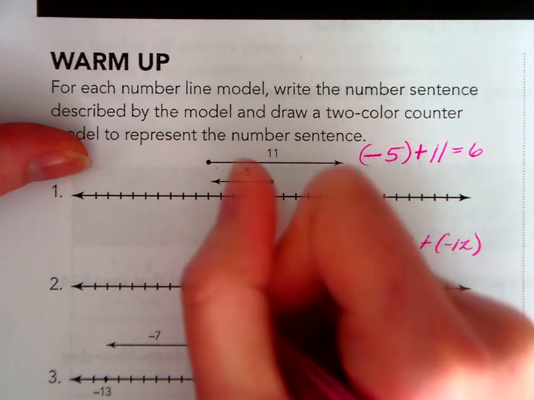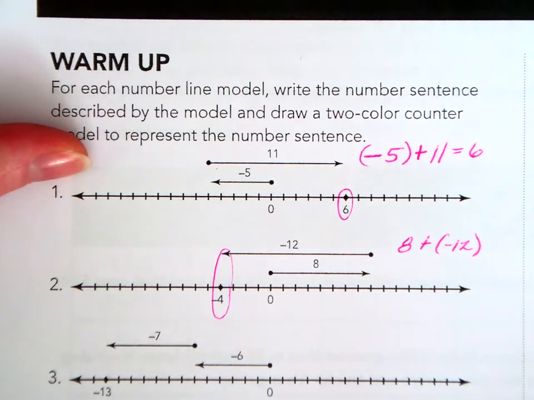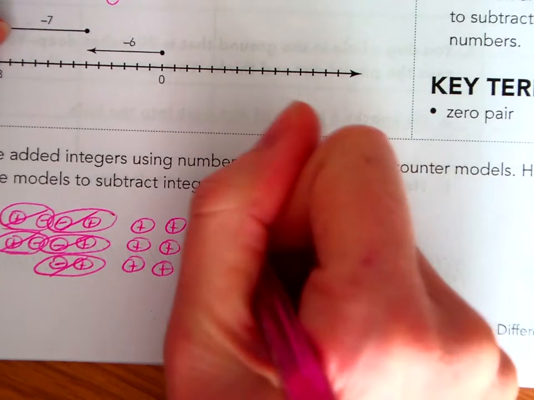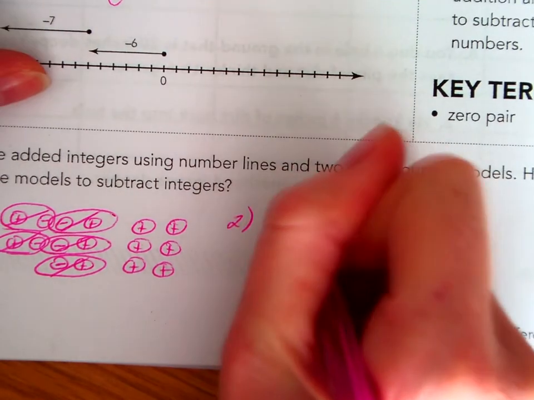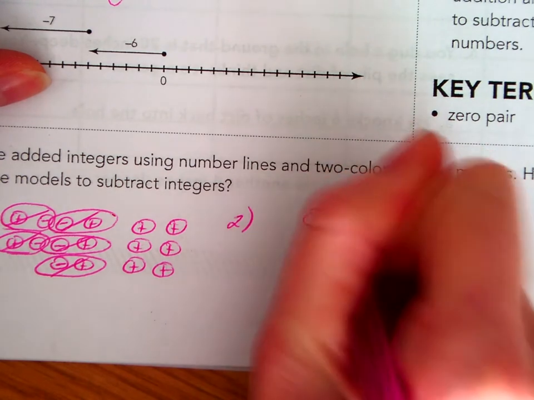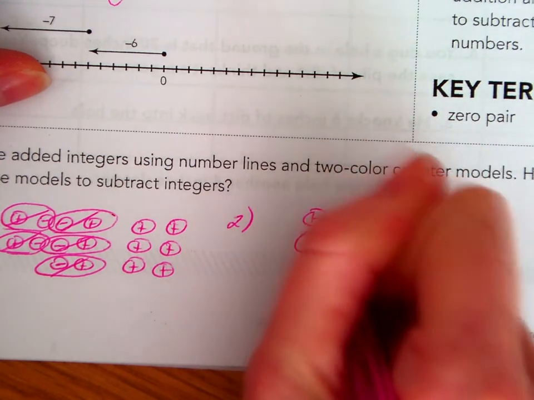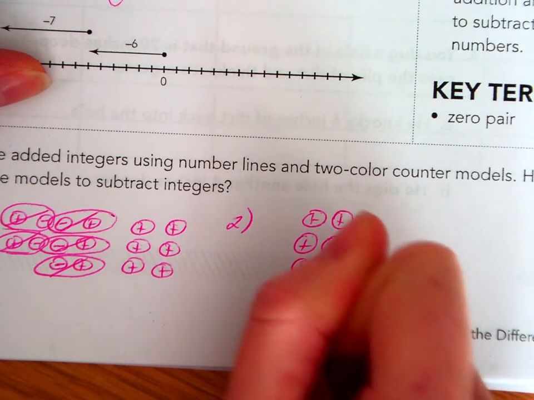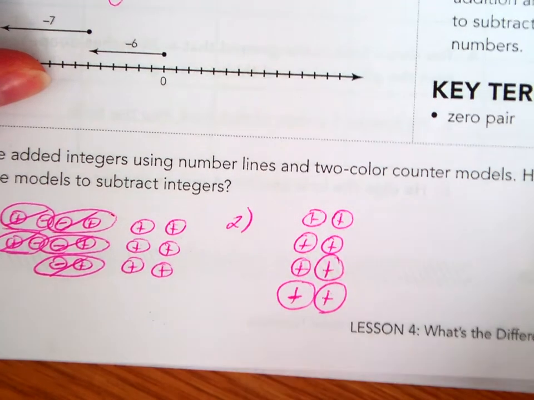Next one, go to the right 8, plus go to the left 12. On the number line model, it lands on the sum, so we're at negative 4. With the chips, this looks like 8 positive, and then we need 12 negative.